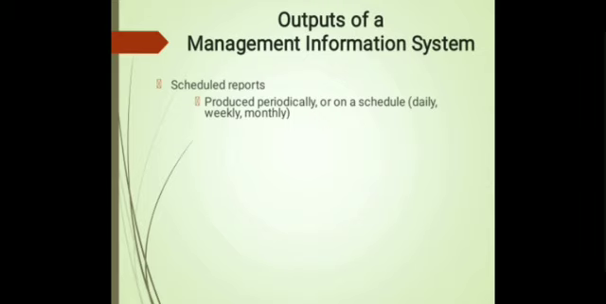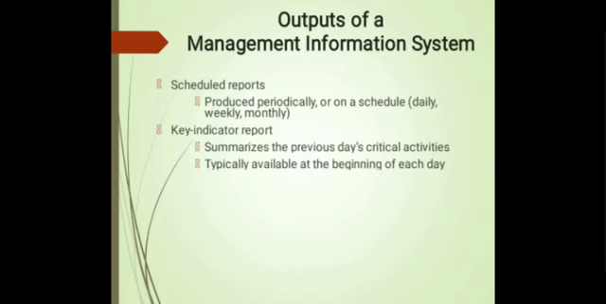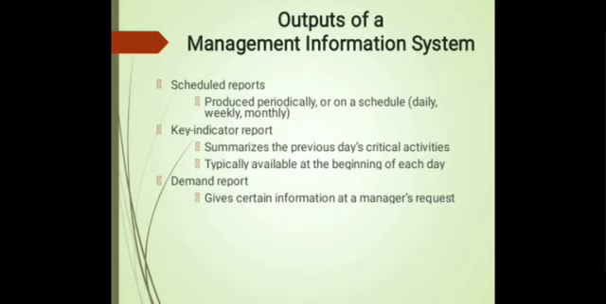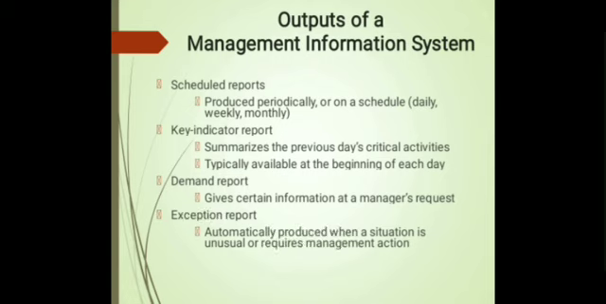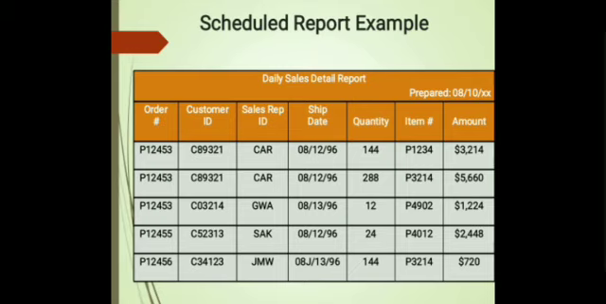Outputs of an information system are now elaborately explained. Scheduled reports are produced periodically or on a schedule, that is daily, weekly, or monthly. Key indicator report summarizes the previous day's critical activities, typically available at the beginning of each day. Demand report gives certain information at a manager's request. Exception report is automatically produced when a situation is unusual or requires management action.